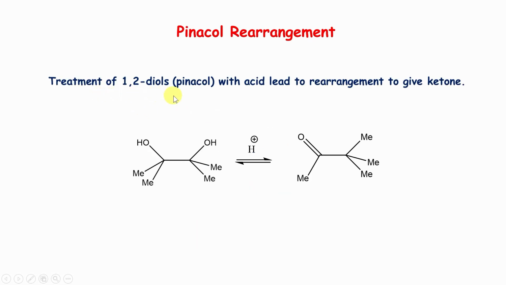Treatment of 1,2-diols, otherwise called pinacol, with an acid leads to a rearrangement to give a ketone, usually called pinacolone. 1,2-diols are often named as pinacol. Pinacol gets converted to a ketone called pinacolone on treating with acid. And this rearrangement is called Pinacol-Pinacolone rearrangement or Pinacol rearrangement.